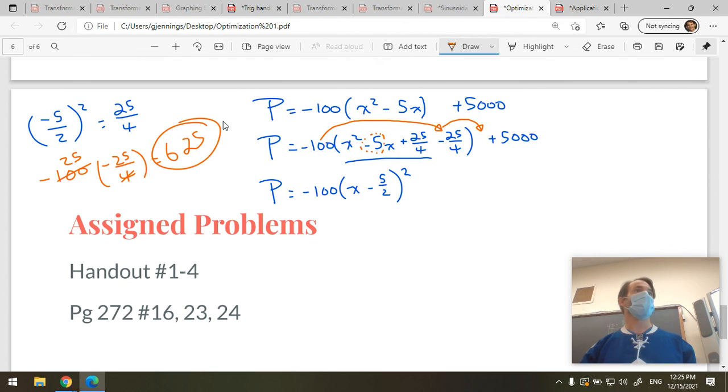Can I get my pen? Yeah, of course. And so this is the increase in profit. That's the increase in profit that we can make if we increase the price per ticket by $5. Even though you will sell fewer tickets, you will make $625 more doing it that way. And your maximum profit goes from $5,000 to $5,625.